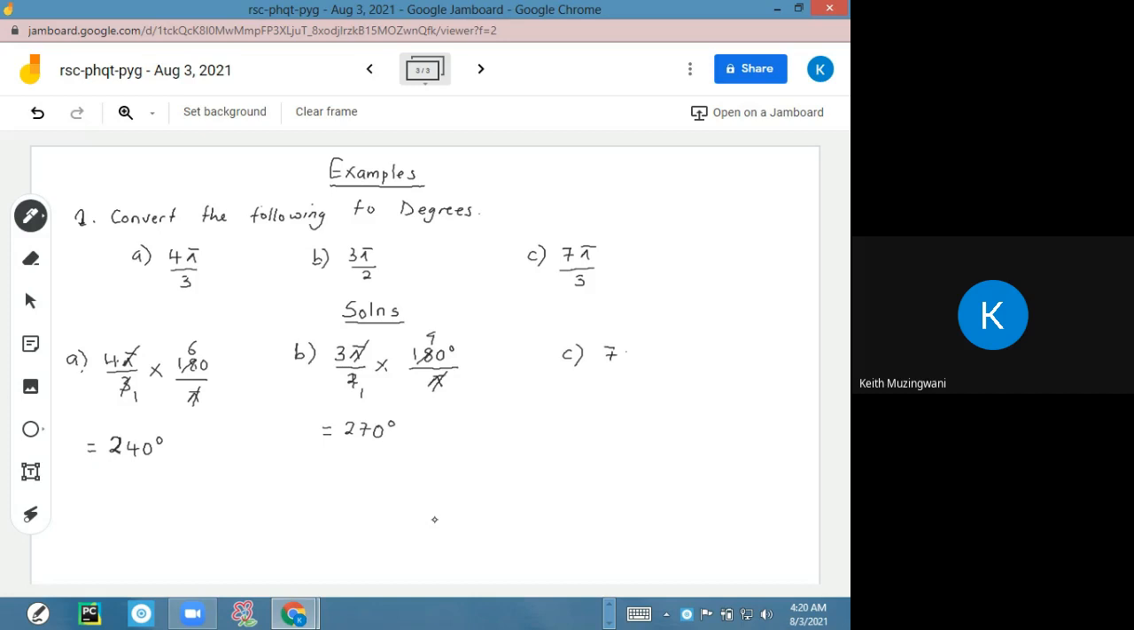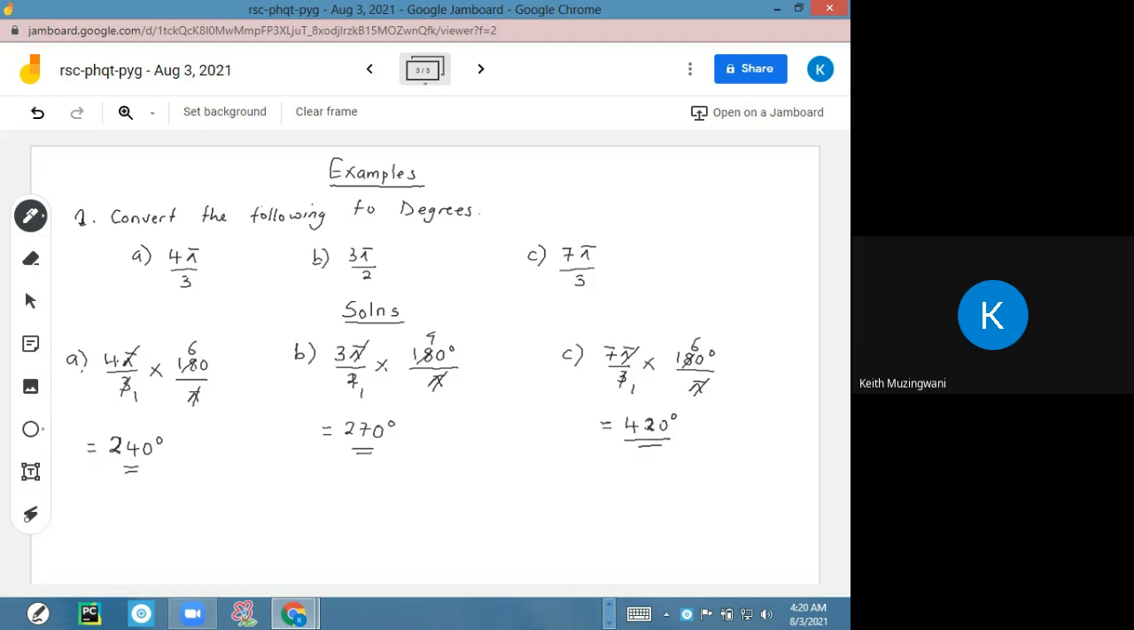Then if it is 7 pi over 3, you multiply by 180 degrees over pi. So you see that this pi and that pi will cancel. 3 into 180 is 60. 7 times 60, you get 420. So we get 420 degrees. That's how we do the conversion.